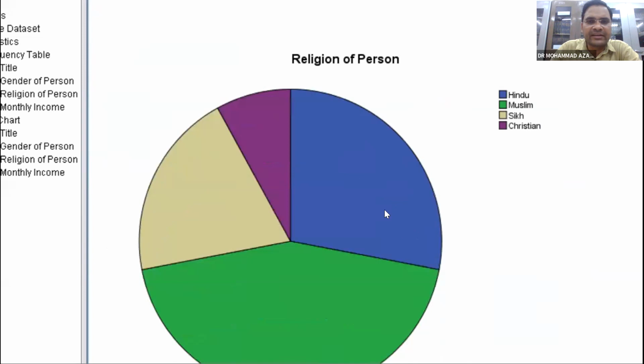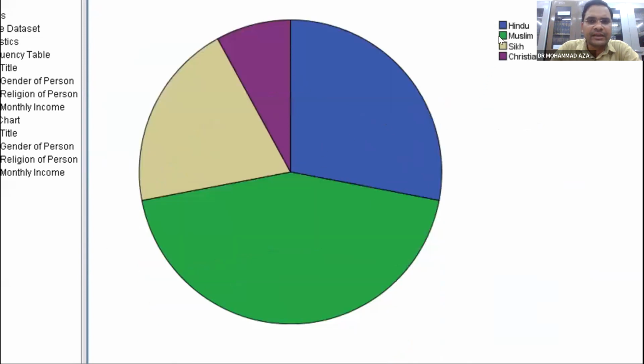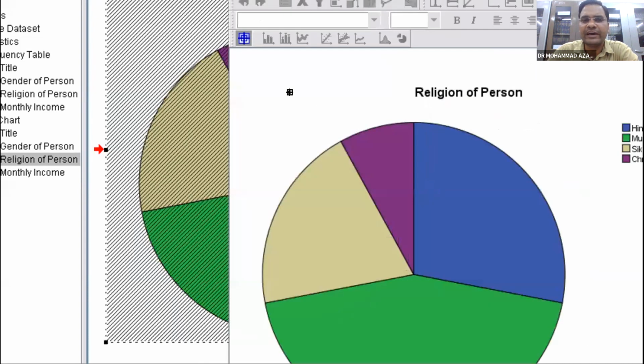फिर religion of a person में भी हम देख सकते हैं. Religion of person: Hindu is shown in blue color, Muslim in a green color, Sikh in a light skin color, and Christian in a purple color. But you don't have the right percentage. Just double click on it, you get this value. Click on the first section, label mode. You can click, 20% is for Sikh.